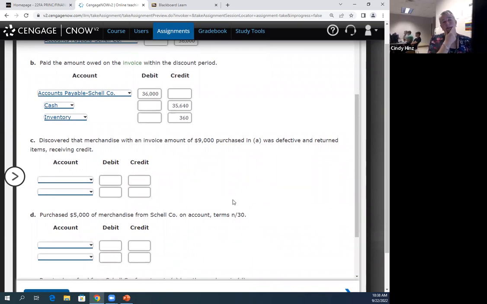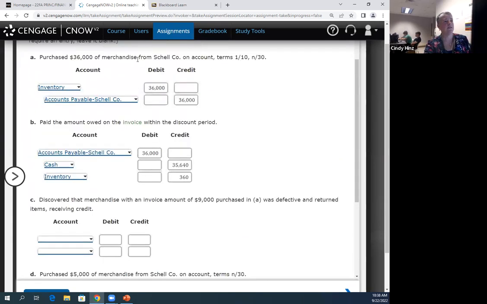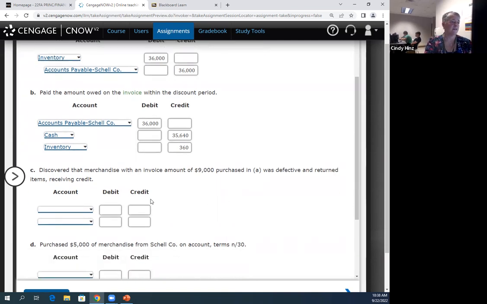We now noticed that $9,000 worth of the inventory that we purchased is defective. And so we're going to return that merchandise. When we return it, we're returning it to Shell Company. It isn't specific about that. Oh, it says purchased in A, so it does tell us it's from this invoice. Now, we already paid for that merchandise because we wanted to pay within the 10-day period, but at the time that we paid the invoice, we hadn't yet noticed that that merchandise was defective.